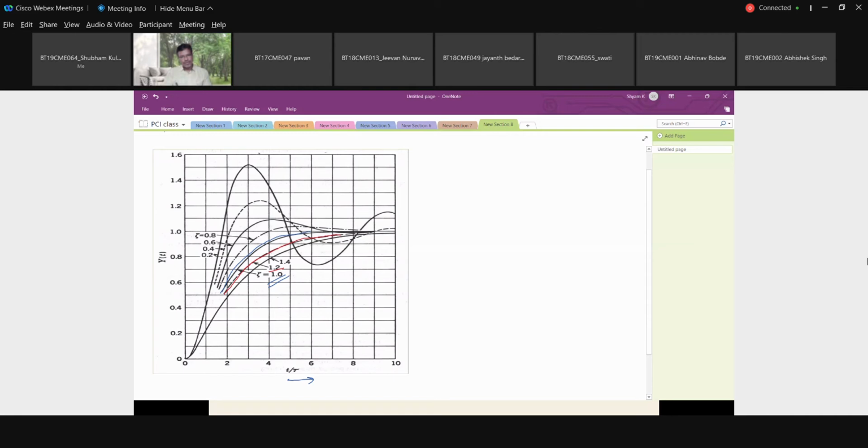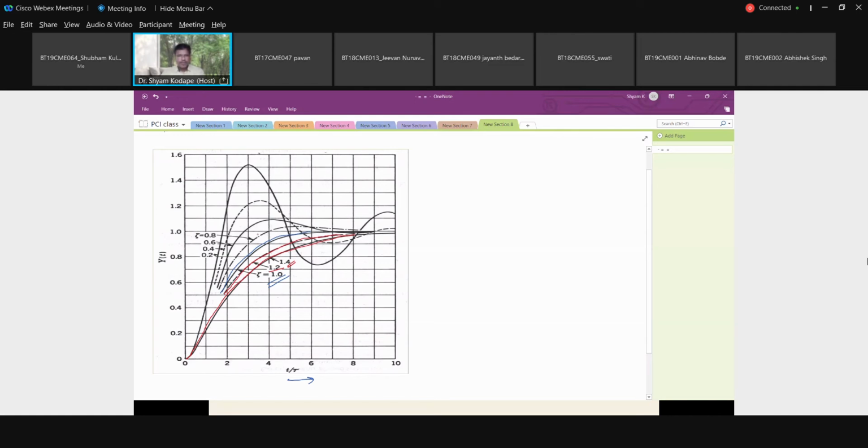It is slower than the critically damped system. See 1.4 also, it is also like this. The S-shaped curve lies below the curve when xi is equal to 1. Always, when xi is greater than 1, it will be more and more sluggish. Agree?